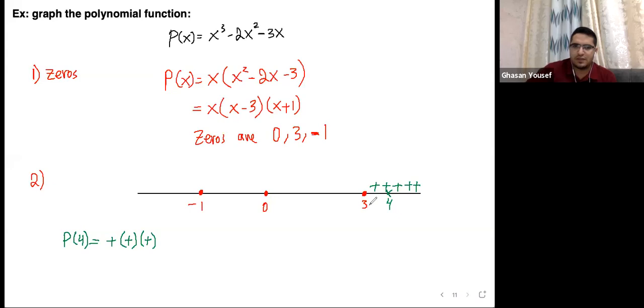Pick any number between 0 and 3. 2. Okay, nice. What is B of 2? 2 is positive. 2 minus 3 is minus 1. Minus 1 is negative. 2 plus 1 is 3, and the 3 is positive. Positive times negative is negative. Negative times positive is negative.